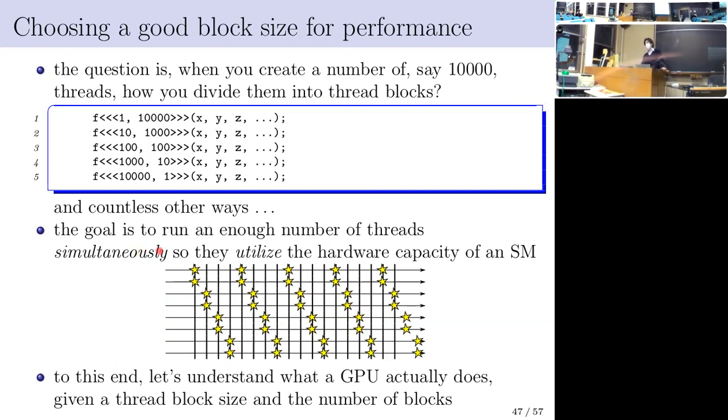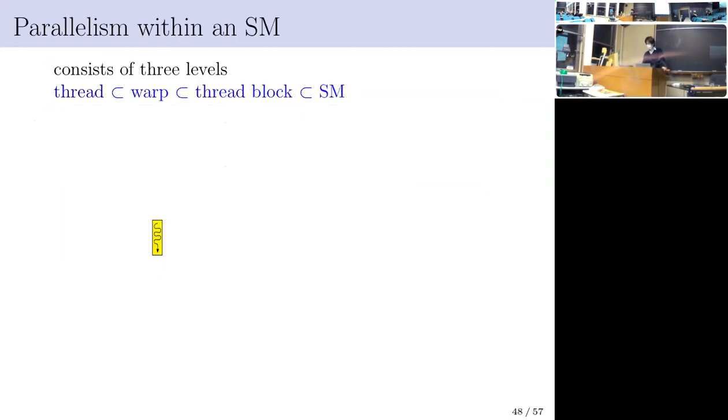Okay, this is the goal you want to have in mind when you decide which arrangement is best performing. So to this end, let's understand what the GPU actually does given a thread block size and the number of thread blocks. This is what you specified after all, right? So if the GPU is given these two numbers, what actually happens? This is the basis upon which we can reason about performance.